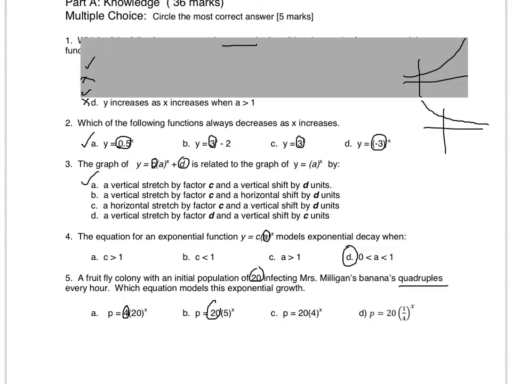It says the initial is 20, but this one says that every hour is going to be 5-fold, which is incorrect because it quadruples. This one initial is 20, and every hour it increases by 4-fold. So this is the correct answer. And this one is incorrect, because this one tells you that it's going to be 1/4 every hour.